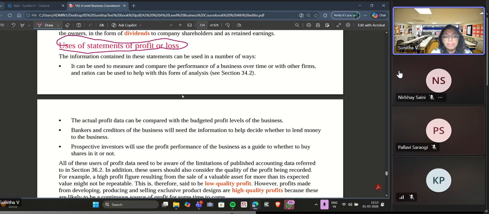Clear? Similarly, banks, creditors, they all will decide on whether to lend only on the basis of profit and loss account. Investors will also lend. So you may get a 12 marker asking the benefits of profit and loss account. Just learn this theory. Please put a tick on the points that I'm telling you.